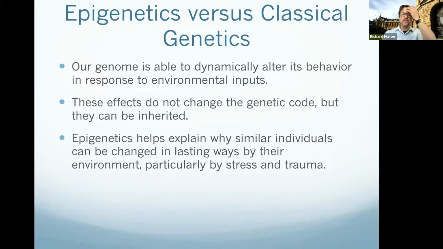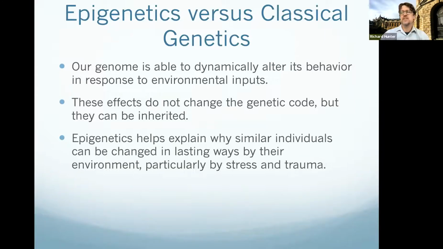Okay, so to contrast epigenetics to classical genetics, one of the important things that epigenetics has shown us over the past 10, 20 years is that our genome is able to dynamically alter its behavior in response to environmental inputs. And that's a big shift from the consensus about what genes and genomes did in the 20th century, which was that genes were relatively fixed, and once development had finished happening, their expression and the phenotype of the organism was not going to change much. And the idea was that development proceeded in a clockwork fashion and wasn't responsive to the environment. We now know that's not true.